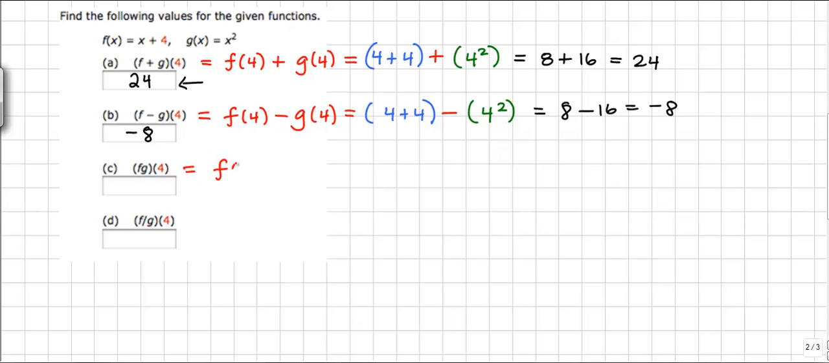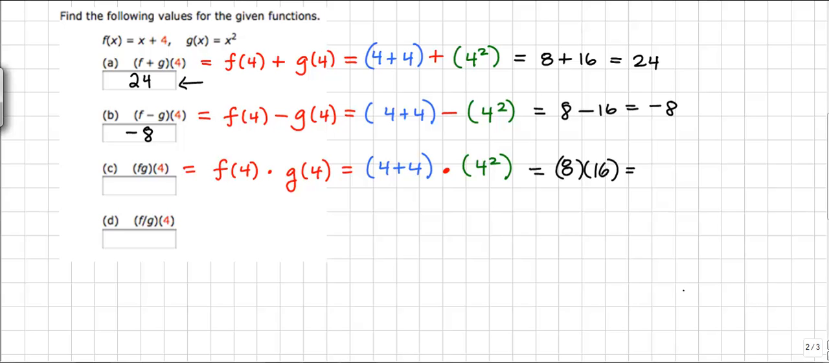Fg of 4 is f of 4 times g of 4. F of 4 again is 4 plus 4. G of 4 again, using the formula, is 4 squared. So we have the value, again, of 8 times 16, or 128. And again, if you had the calc pad, you wouldn't have to go to this much trouble doing the calculations.